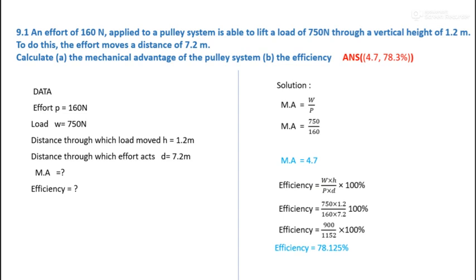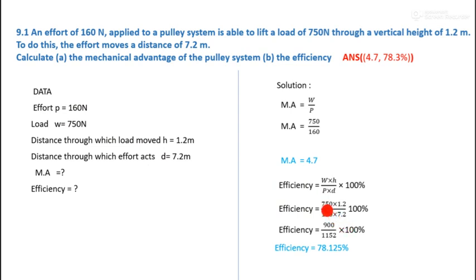Now efficiency, you know that efficiency is equal to work output divided by work input multiplied by 100. Work output is load W multiplied by height H, and work input is effort P multiplied by D, the distance through which effort acts. Now multiply by 100. Now W is equal to load 750 newton, we put it here and multiply by H, the distance through which the load moves, divided by P effort 160 multiplied by 7.2, the distance through which the effort acts.